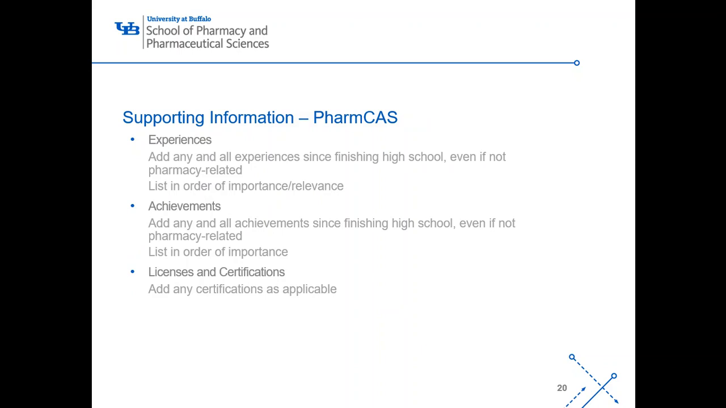PharmCAS candidates, whether you're a UB undergraduate or whether you're attending another school, will need to fill out these sections. For experiences, I advise students to add any and all experiences since finishing high school, even if they're not pharmacy related, even if they're not healthcare related. It helps the admissions committee to see how you spend your time when you're not in class. Same thing for achievements and any licenses and certifications.